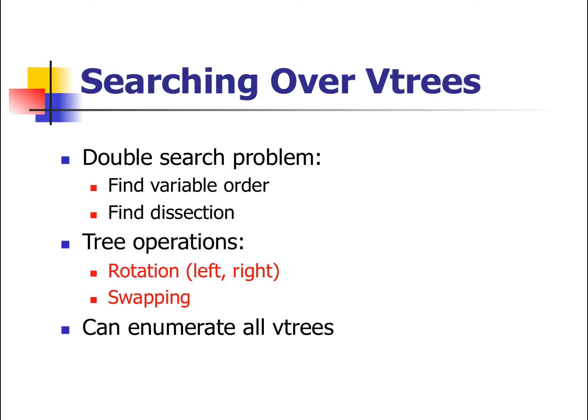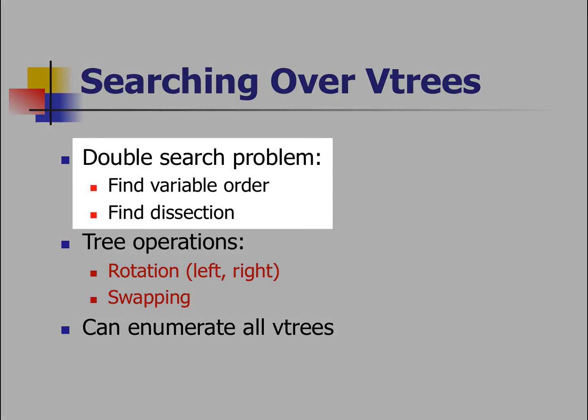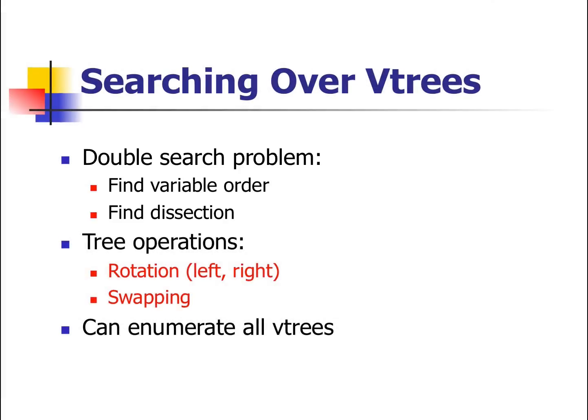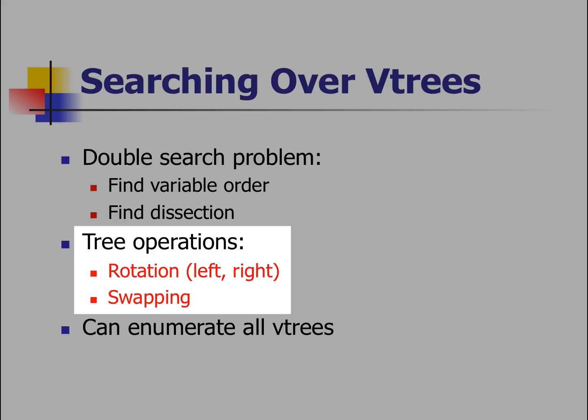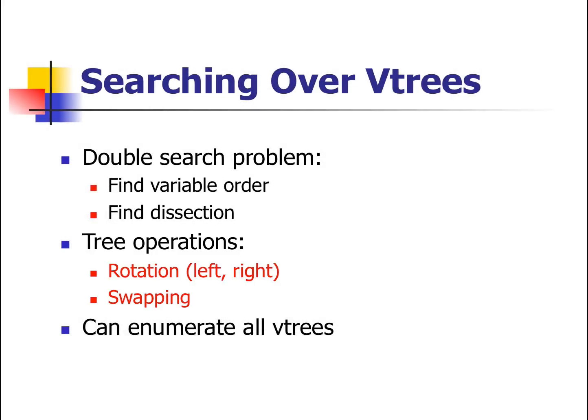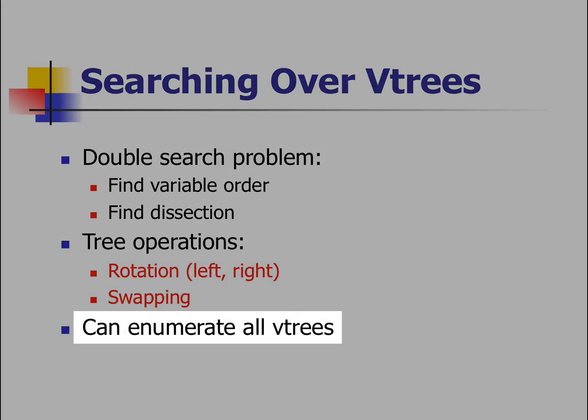So once more, you can think of this as a double search problem. We need to find a variable order and we need to find a dissection, but we actually do that using 3 different operations on trees. The first 2 are called rotations. They're classical operations from the literature on algorithms. They're called left rotation and right rotation. And then we introduce one more called the swap. And these 3 alone are sufficient to navigate the space of Vtrees, as we will see next.